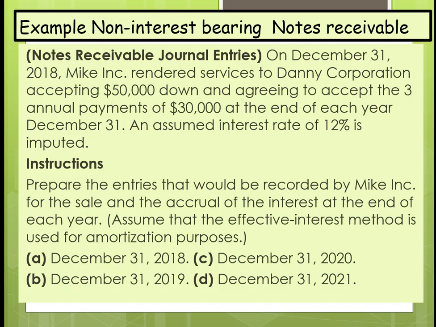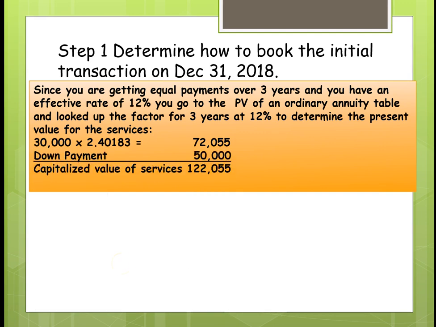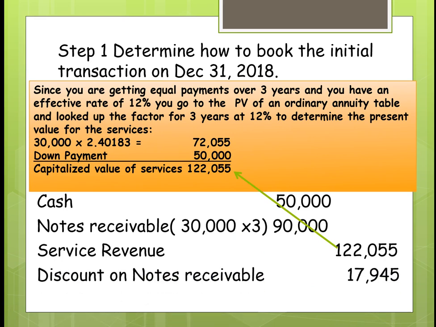We're going to now look at a non-interest-bearing notes receivable when we have payments over time of equal amounts. So in this case, provided services for $50,000, and then we're going to get $30,000 at the end of each year. Since you're getting equal payments, we would end up with an amount of $122,055 for the services, and the difference would be discount on notes receivable.